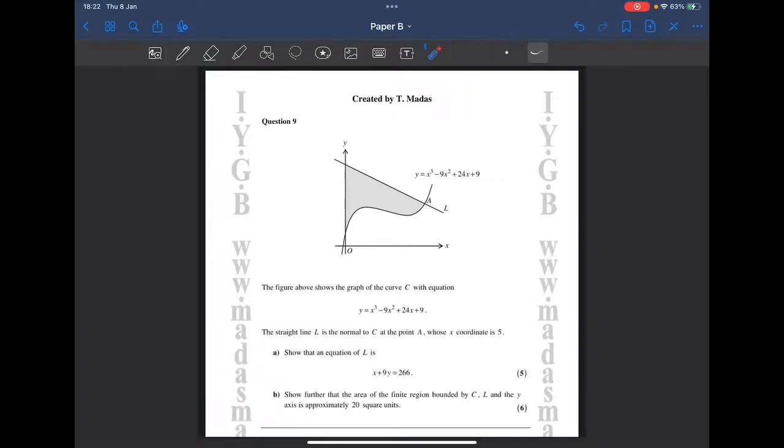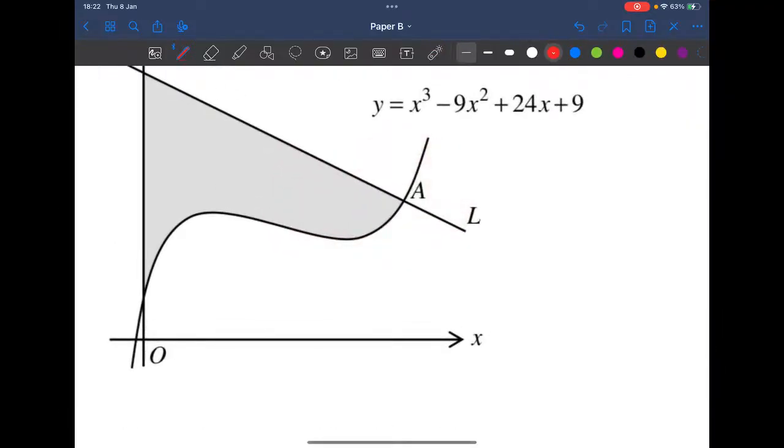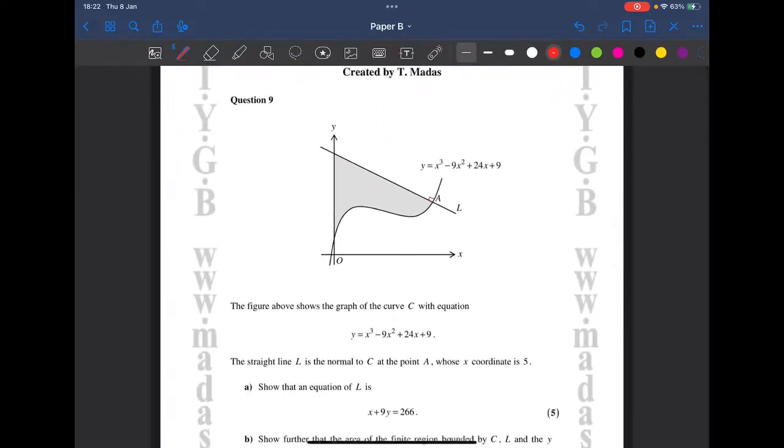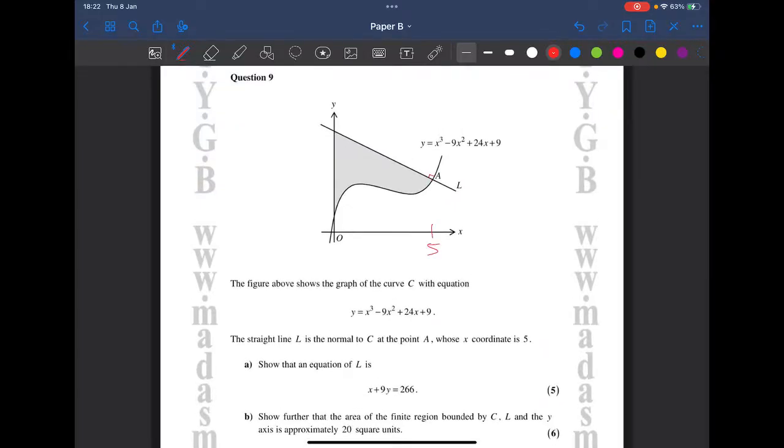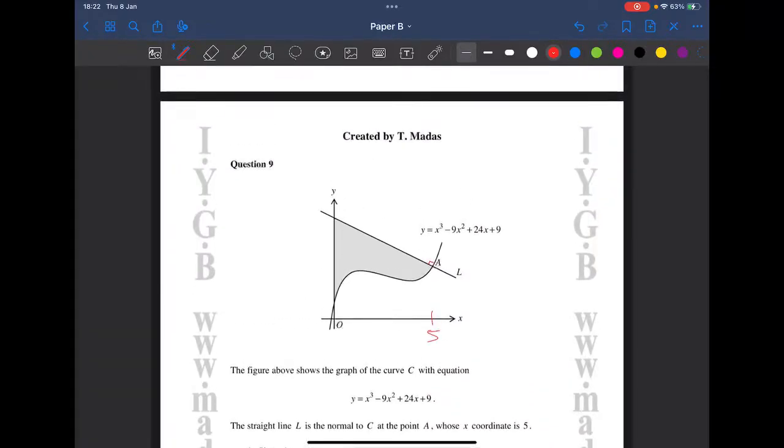The straight line L is normal to C at the point A. Okay, so this in here is a little right angle. It's not a very good square. Yeah, a little right angle. Whose x coordinate is 5. So the equation of L is this. Okie dokie. So we want to find the normal of this curve at the point when x is 5. To do that, we need to first differentiate.